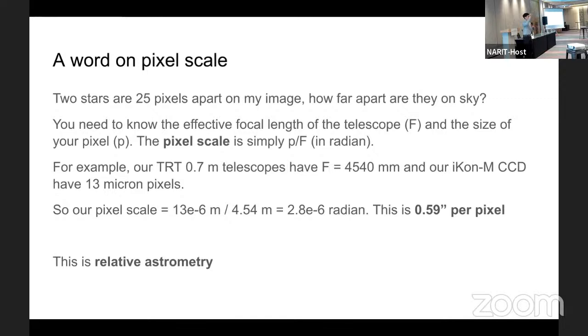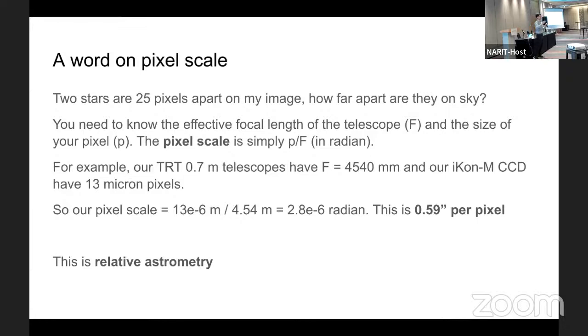The result, because you have a length divided by a length, is a unitless quantity. And when you have an angle that is unitless, the unit is radian. If you haven't heard of it, you should look it up. And you can convert this angle in radian into degrees or arcseconds, and in this case, it's 0.59 arcsecond per pixel.